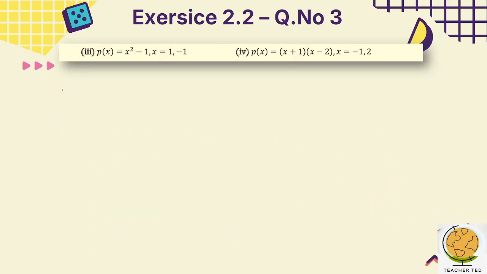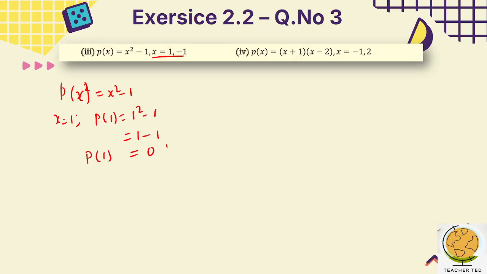Third problem, you need to substitute. There are two situations here. One is plus 1 and another one is minus 1. So we have to check for both. So we'll check now. P of x is equal to x square minus 1. Substitute x is equal to 1. We get P of 1 is equal to 1 square minus 1. 1 square is 1. 1 minus 1 is 0. So P of 1 is 0.